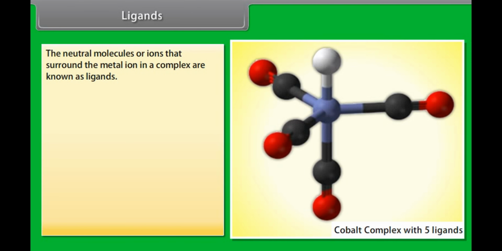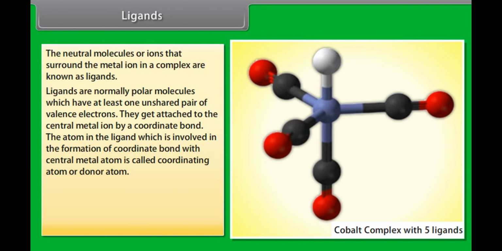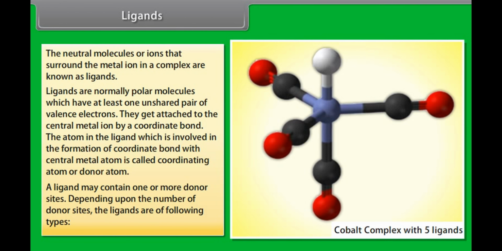ligands. Ligands are normally polar molecules which have at least one unshared pair of valence electrons. They get attached to the central metal ion by a coordinate bond. The atom in the ligand which is involved in the formation of coordinate bond with central metal atom is called coordinating atom or donor atom. A ligand may contain one or more donor sites. Depending upon the number of donor sites, the ligands are of following types.